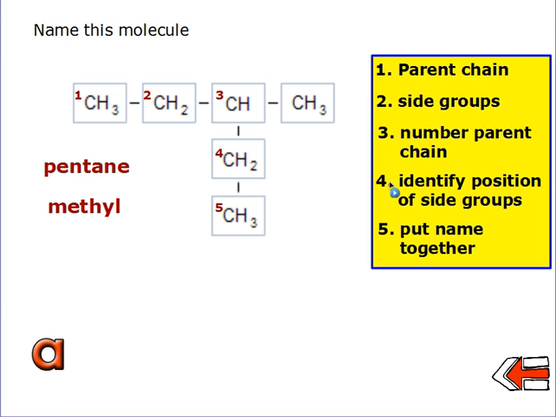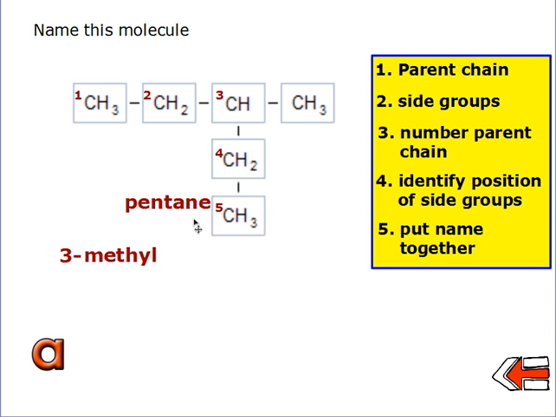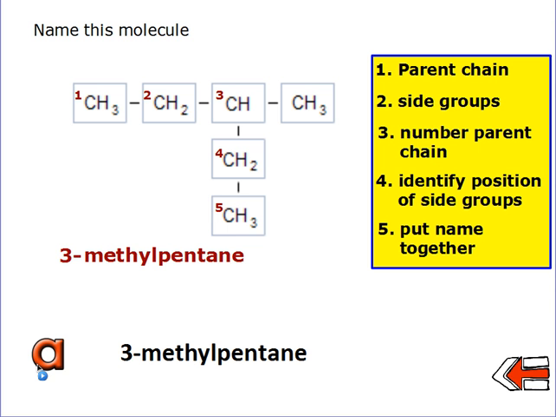So remember, we have to identify the position of the side groups. So we put this together. We want 3 to go next to methyl, and then pentane is the last part of the name. So shall we just check that answer? 3-methylpentane. Well done.